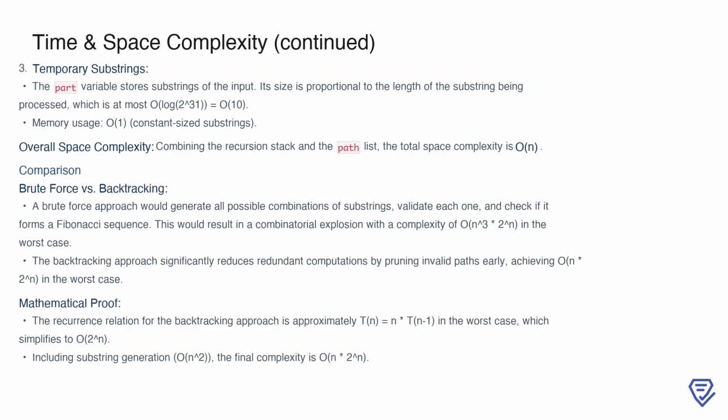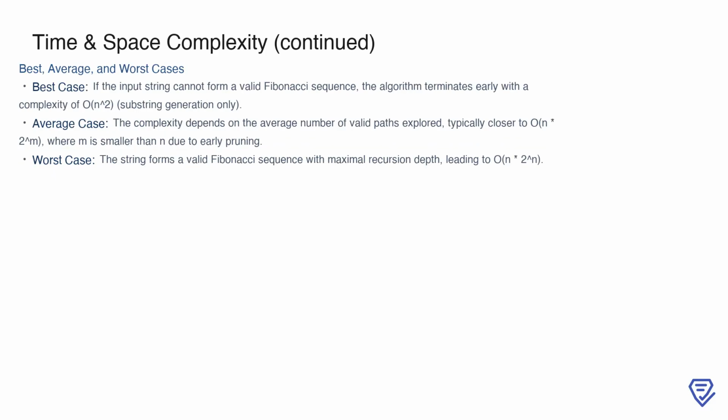The recurrence relation for backtracking can be approximated as T(n) = n * T(n-1), which simplifies to O(2 to the power of n). Including the O(n squared) substring generation, the final time complexity becomes O(n * 2 to the power of n). Finally, let's examine the best, average, and worst case scenarios.